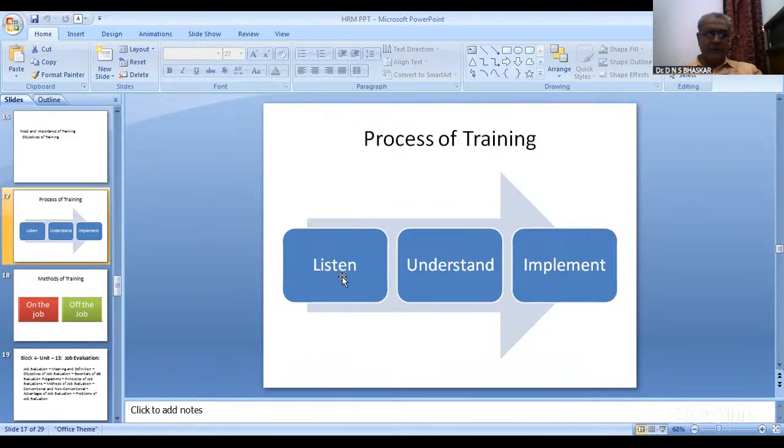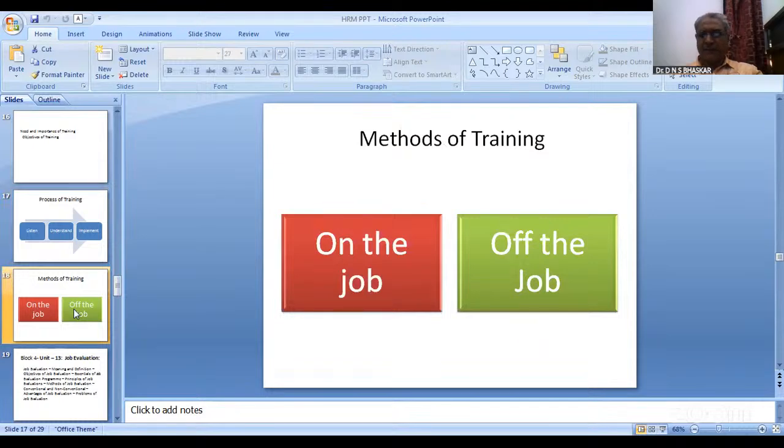Then methods of training is another important one: on-the-job training methods and off-the-job training methods. There are two sides of training methodologies. This is in paragraph number 10.8. So all of you are requested to open page number 172 of your material book, and then you can understand the methods of training.